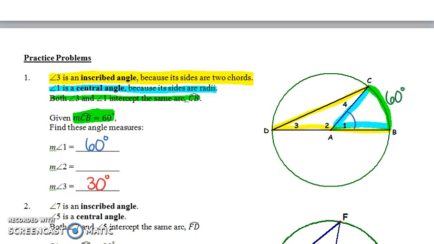And then the last measurement they want us to find is the measurement of angle 2. The way we can find it is, if we know the measurement of angle 1 is 60 degrees, we know that angle 2 is a supplement to that angle, meaning that when I add angle 1 and angle 2 together, I should get 180. So I can take 180 degrees, subtract the 60 degrees, and I end up with 120 degrees, which gives me the measurement of angle 2.